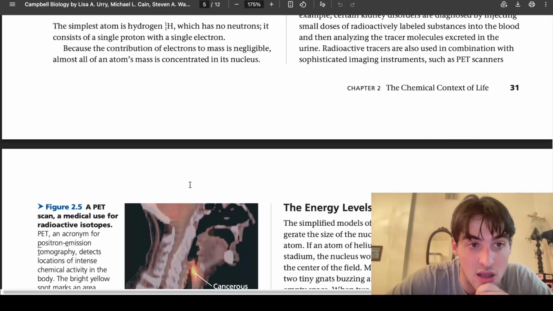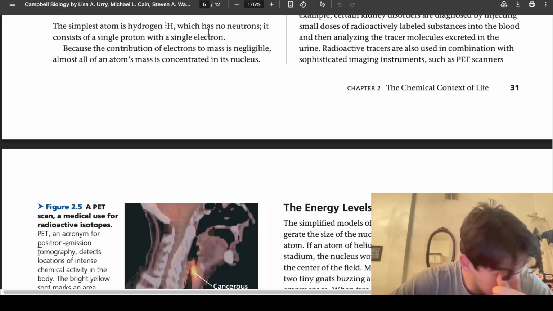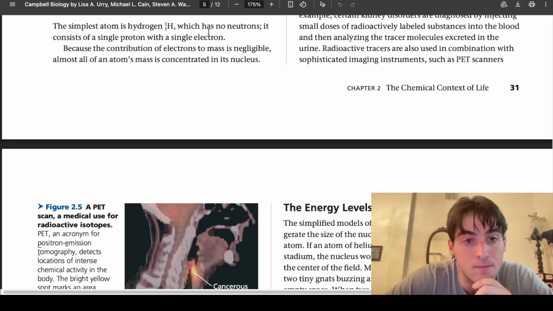Did you hear that stutter? The simplest atom is hydrogen, 1 1H, which has no neutrons. It consists of a single proton with a single electron.